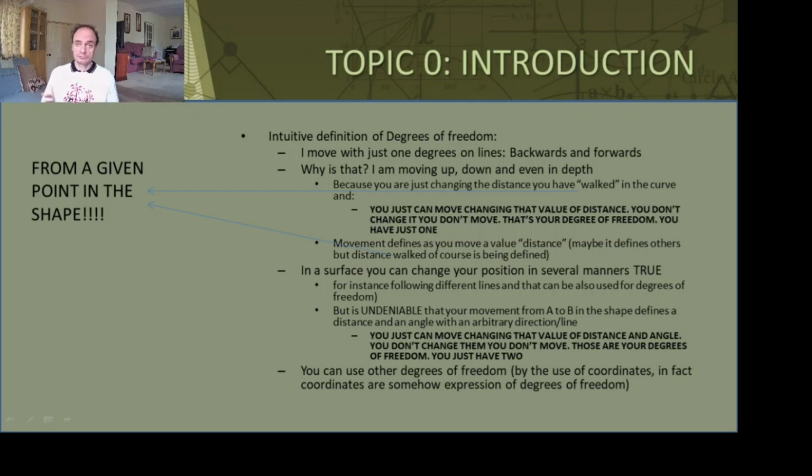Okay, so we have finalized this intuitive introduction to the idea of degrees of freedom. They are the freedoms I need to get to any point in a shape. If just one parameter defines my positioning on the shape, I have 1 degree of freedom. If I need 2, I am in a shape where there are 2 degrees of freedom. I'm in a surface.